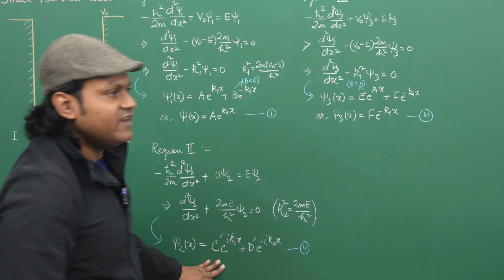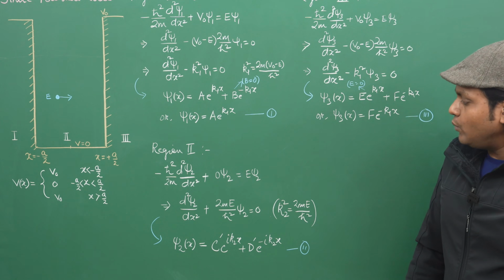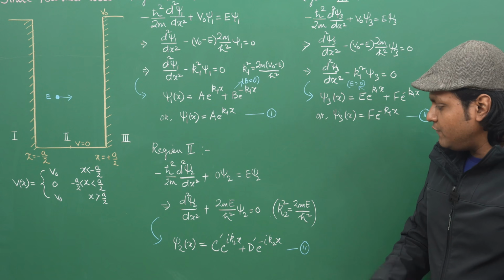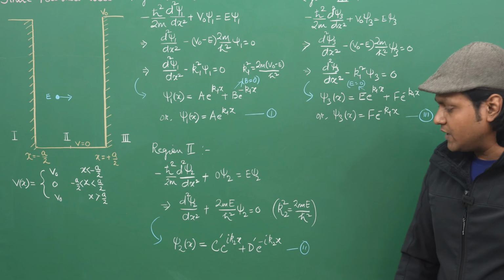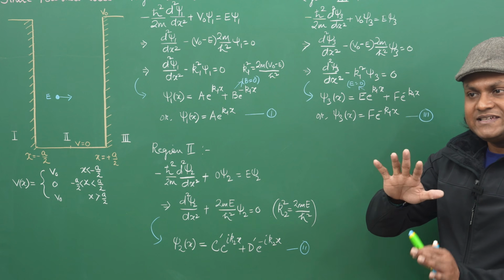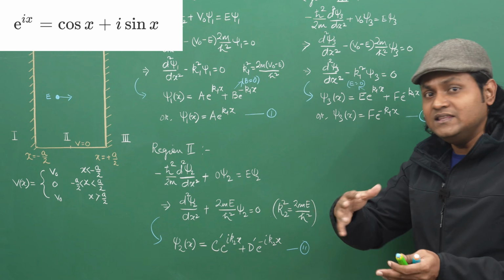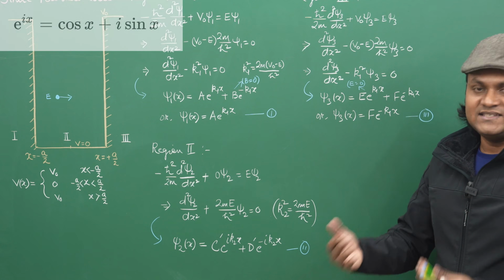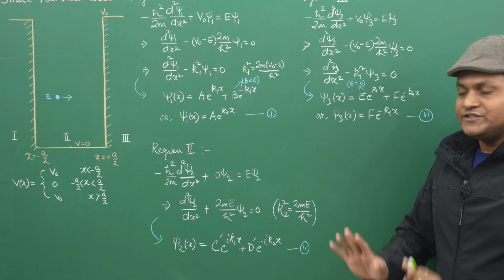This is a solution which is very much similar to the solution that we found in the infinite potential well problem, and the expression that I've written here is a very general expression of exponential to the power iota something plus exponential to the power minus iota something. But if I simplify this, because e to the power iota something can be written as a summation of cosines and sines in the complex plane, we can further simplify this into cosines and sines. So therefore, this essentially is nothing but a sinusoidal oscillation.